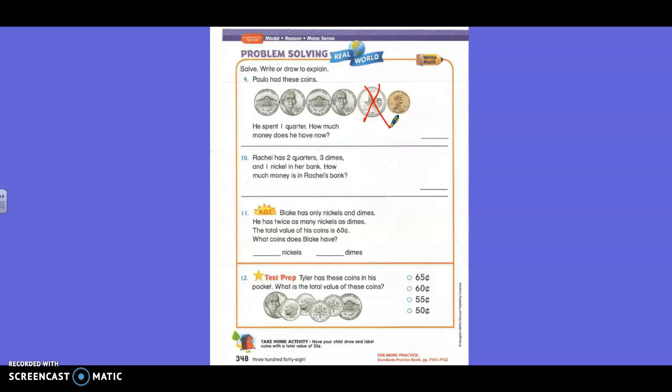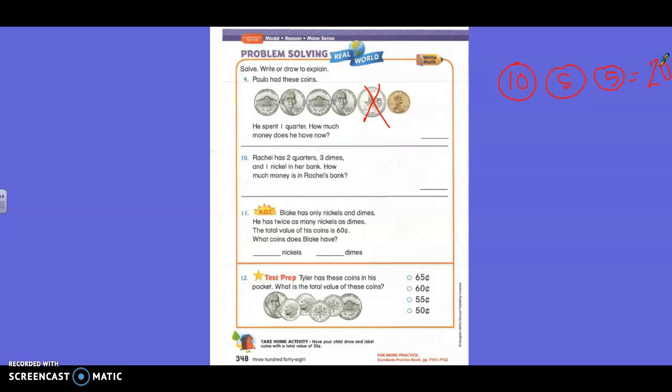So, he has nickels and dimes. He has 60 total cents. But it says he has twice as many nickels as he does dimes. Let's say he had 1 dime. Okay? 1 dime. If he had twice the amount of dimes, how many nickels would that mean he has? 2. So if he had 2 nickels, how much money is that? 20. Is that 60?